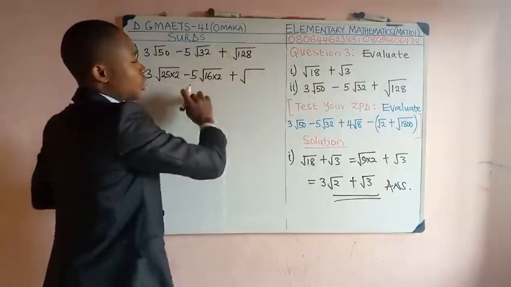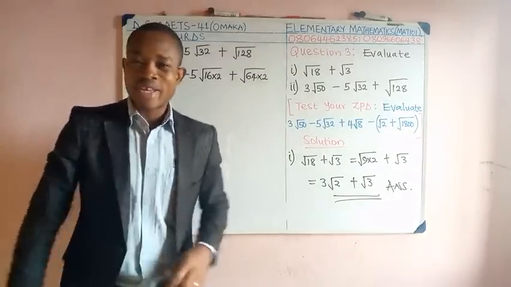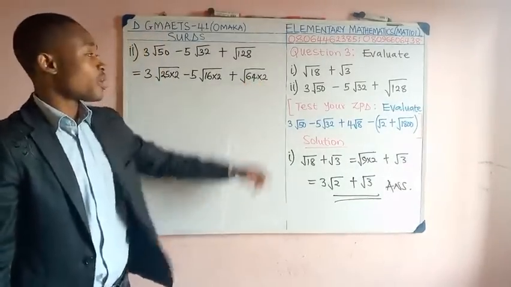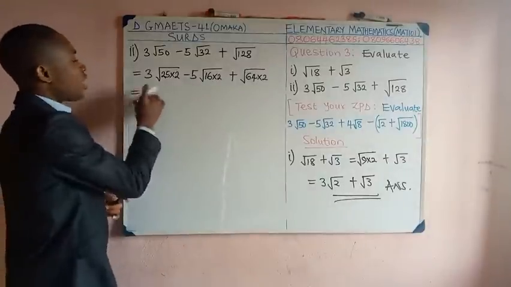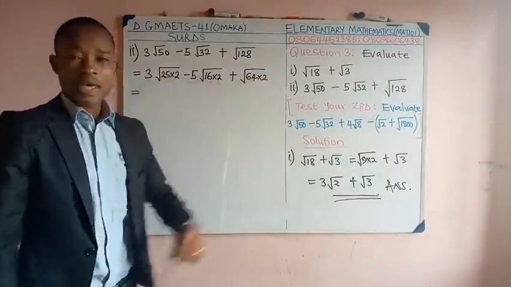Then coming to root 128, we can break this down. This will be 64 times 2. 64 is the perfect square number, and then 2 is the prime number. And we can actually apply the multiplication law of surds to each of the root parts. Is that okay? So let's do that.